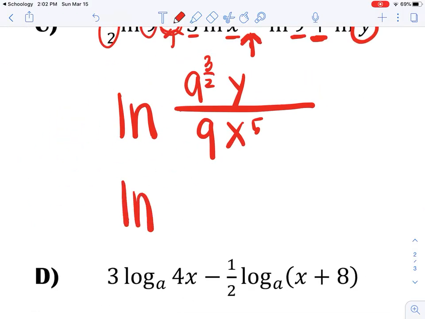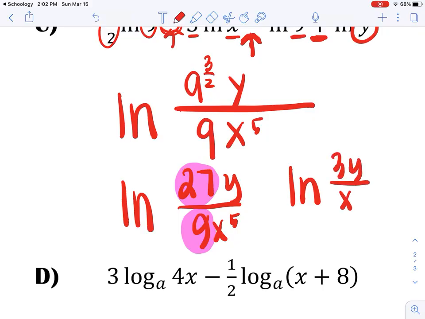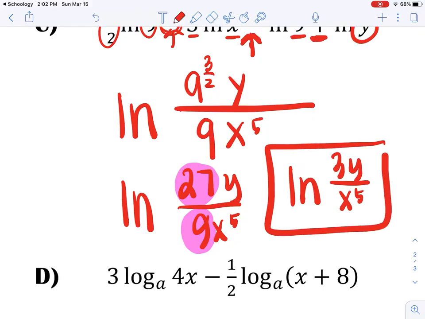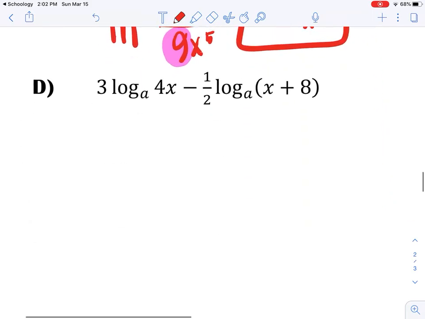So now I have natural log of 27y over 9x to the 5th. I would be done if that fraction was not simplifiable. 27 over 9 is simplifiable. 9 goes into both. So my final answer is natural log of 3y over x to the 5th. All right, pause the video and try the next one. All right, check your answer.